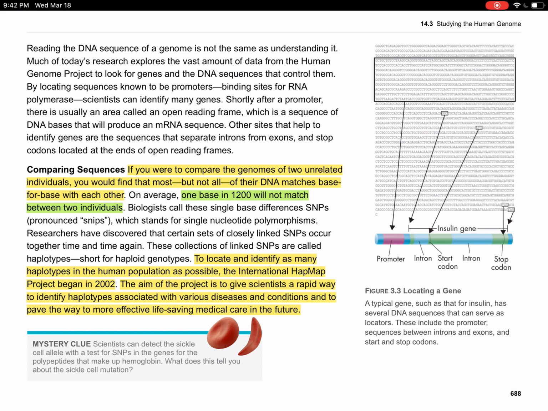Comparing sequences. If you were to compare the genomes of 2 unrelated individuals, you would find that most, but not all, of their DNA matches base for base with each other. On average, one base in 1200 will not match between 2 individuals. The International HapMap Project is to locate and identify as many haplotypes in the human population as possible. It will give scientists a rapid way to identify haplotypes associated with various diseases and conditions.